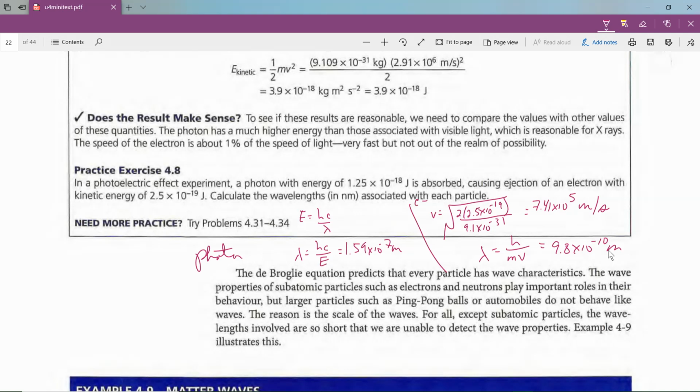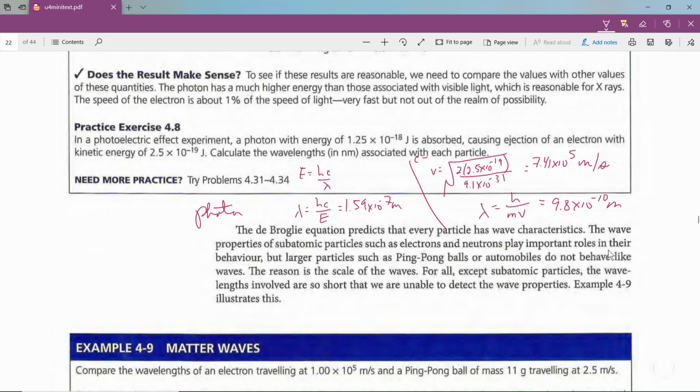Okay, wave properties of subatomic particles, electrons, neutrons, protons play important roles in the behavior, but other particles don't.